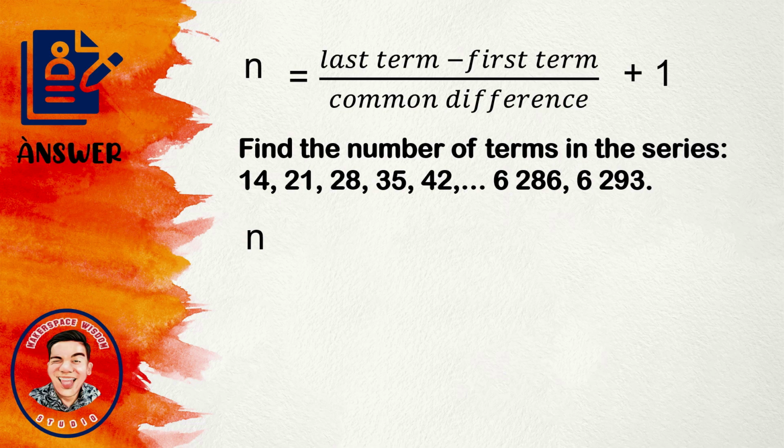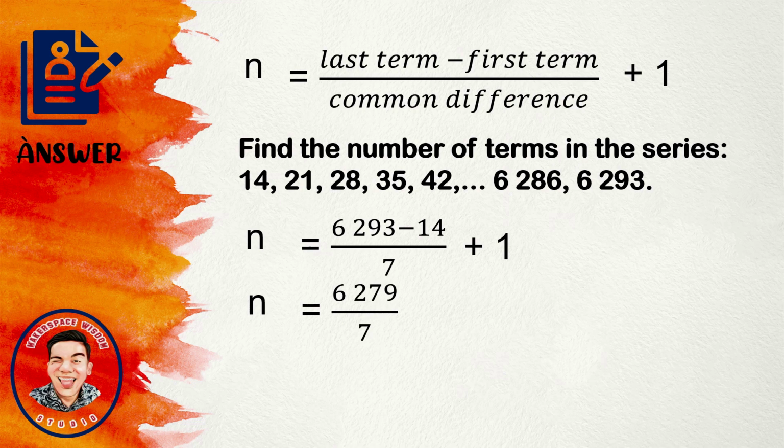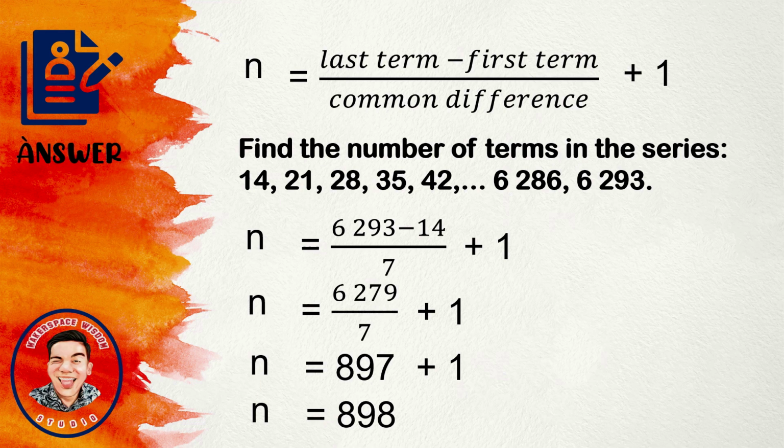Substituting it in the given formula, we have the last term, which is 6,293 minus the first term, which is 14, all over the common difference, which is 7, plus 1. Solving 6,293 minus 14, it gives us an answer of 6,279 all over 7 plus 1. Solving 6,279 divided by 7, that is equal to 897 plus 1. And it will give us an answer of 898. So 898 terms in the given series.